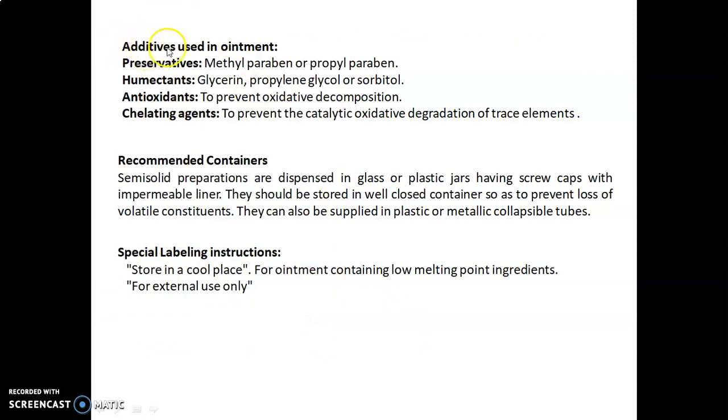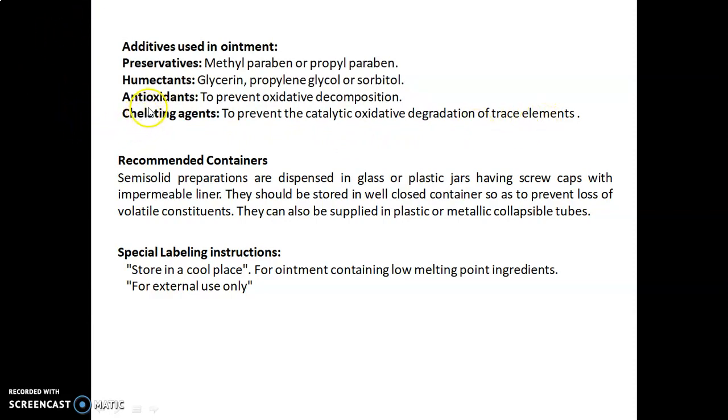Let's discuss the additives used in ointments. These are preservatives, such as methyl paraben or propyl paraben; humectants, that are glycerin, propylene glycol or sorbitol; antioxidants, which are used to prevent oxidative decomposition; and chelating agents, which are used to prevent the catalyzing of oxidative degradation by trace elements.